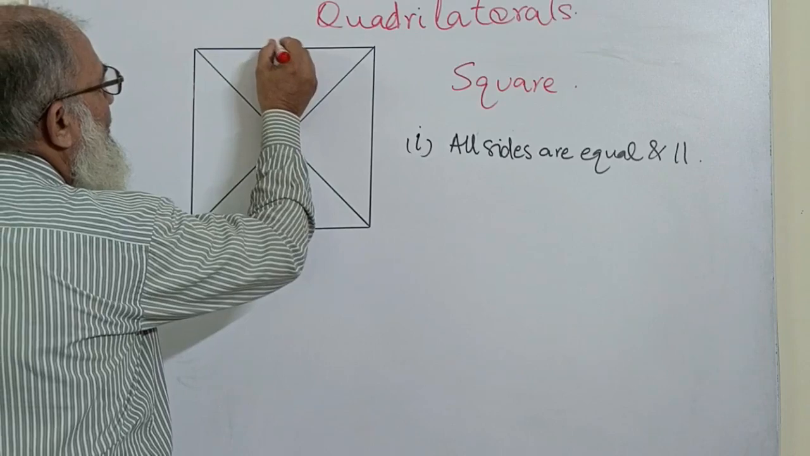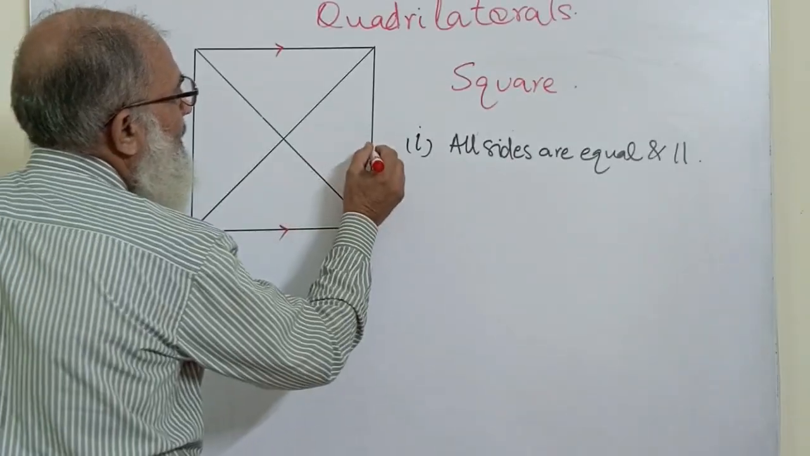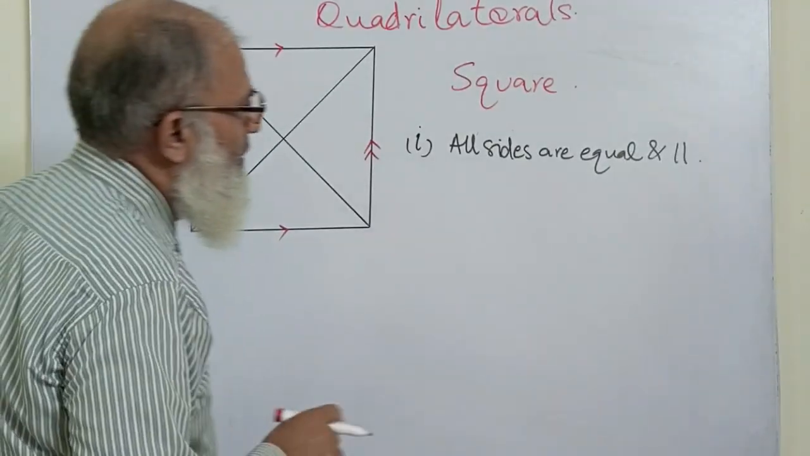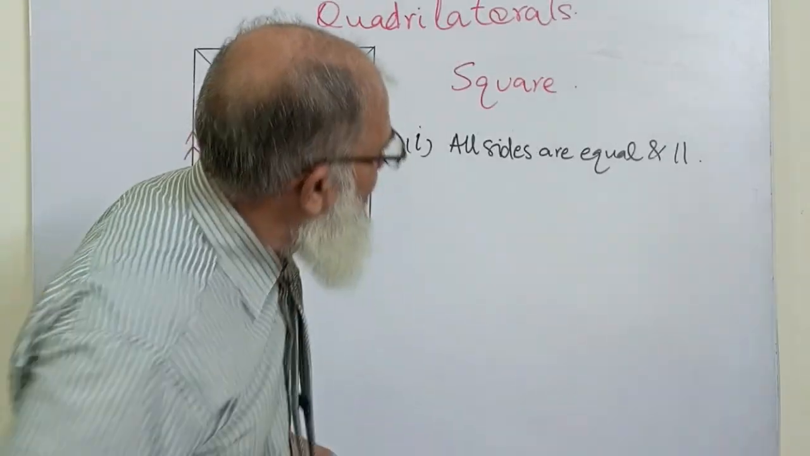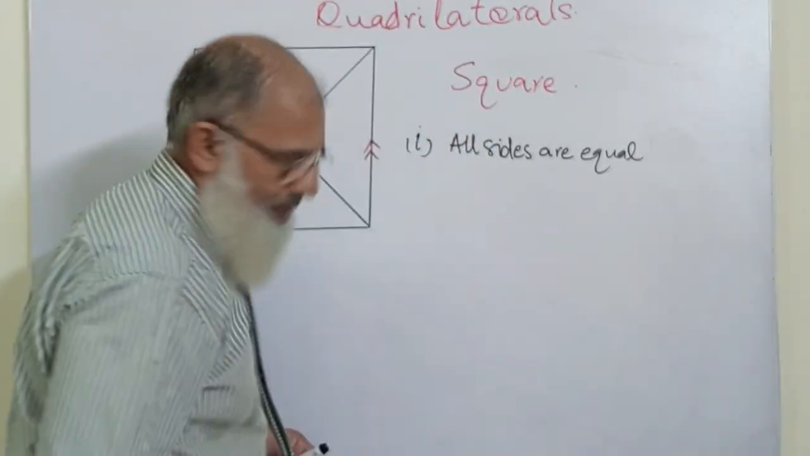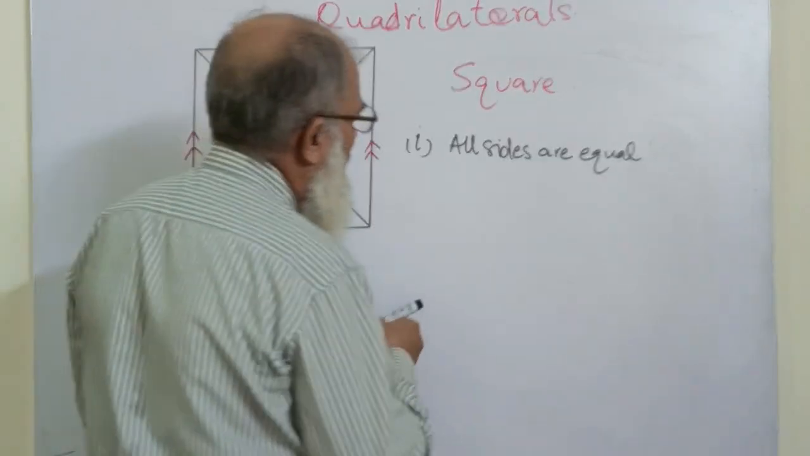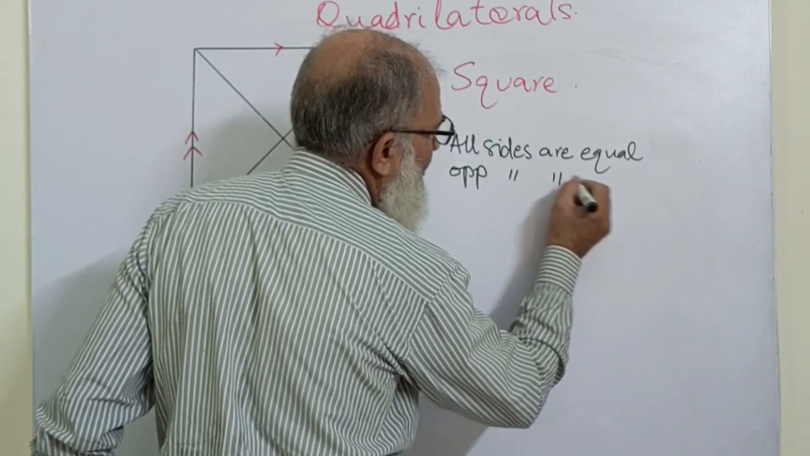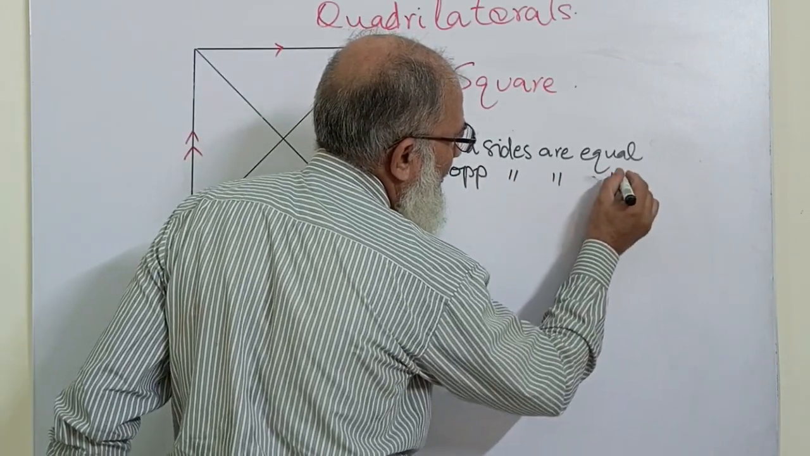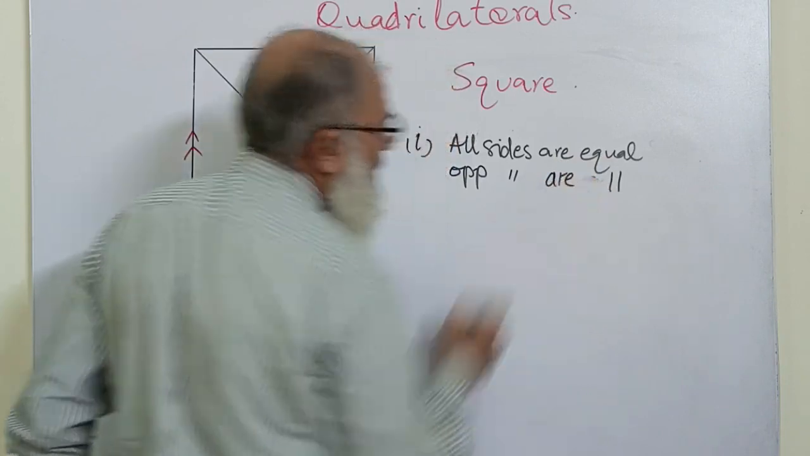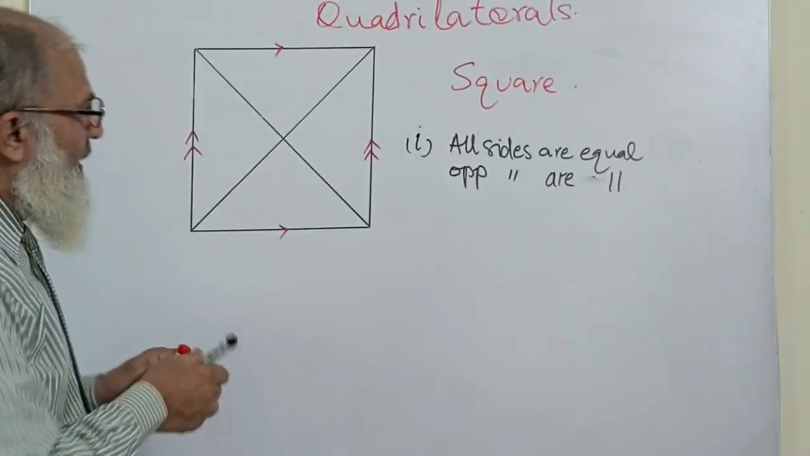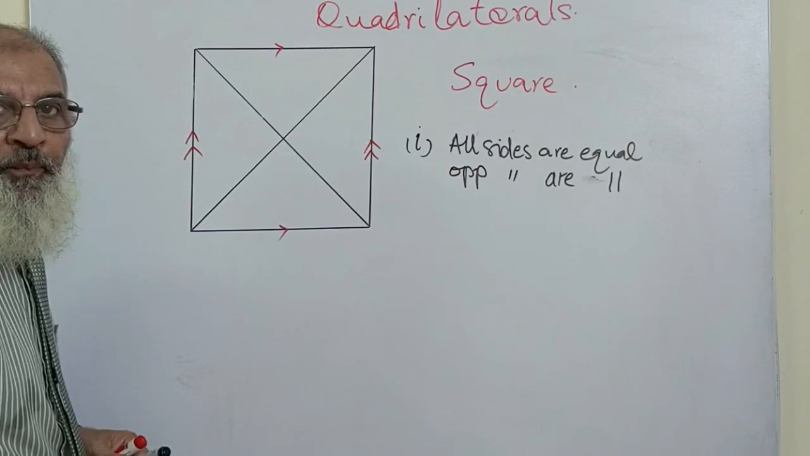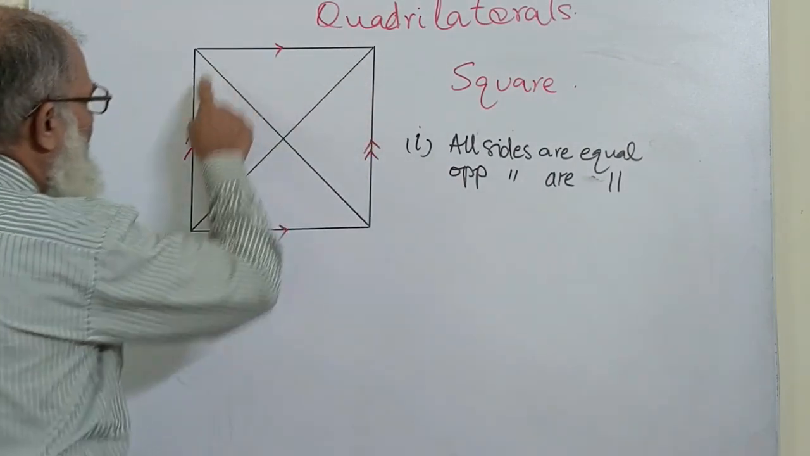Now this is parallel to this. Opposite sides are parallel. Opposite sides are parallel. Diagonals are equal in length. They bisect the angles.